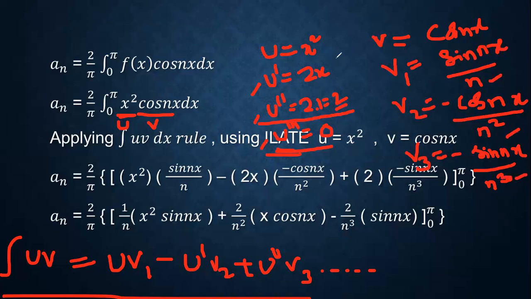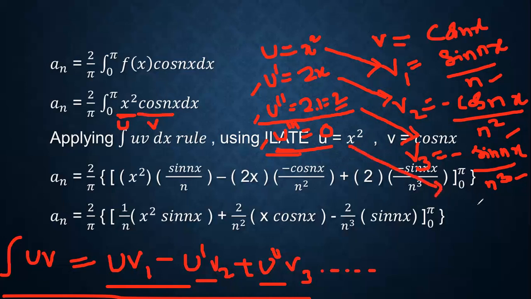Now we have to apply these values. u into v1. Next is u dash into v2. Next is u double dash into v3. Next, if you take the next term in the series, that is u triple dash into v4.